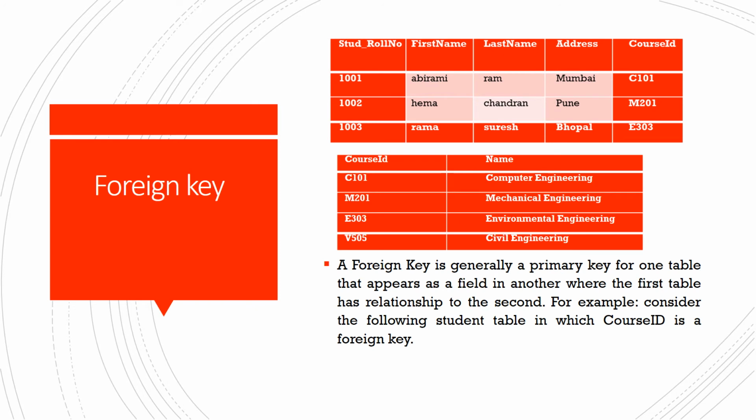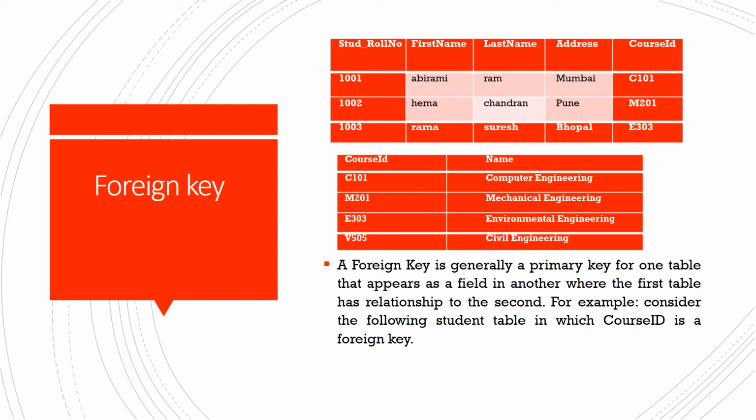Next is the foreign key. With the same example, we take student roll number, first name, last name, address, and the course ID. Now we take only the course ID and combine it with another table, in which the name field comes. The name field is the name of the course he is studying. This is the course ID and the course name. The course ID is not available in the student database, so we are going to enclose another column called the name of the course.